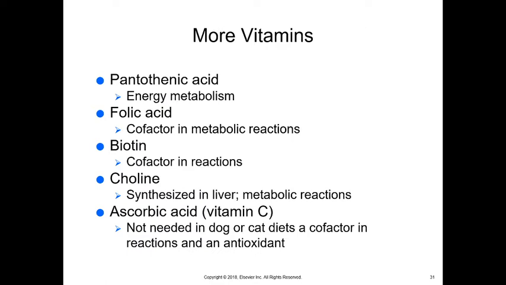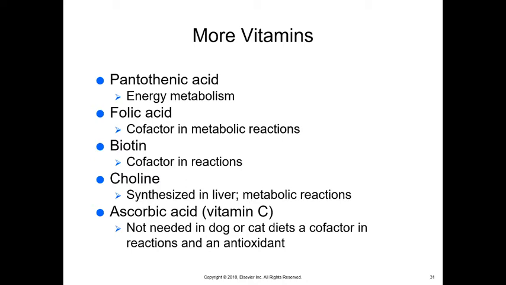There's a couple other vitamins we'll talk about. Pantothenic acid, important for energy metabolism. Folic acid is a cofactor in many metabolic reactions, particularly in the GI tract. We absolutely have to have folic acid in order to digest things. Biotin, again, another cofactor in reactions. Choline, which is synthesized in the liver, helps with metabolic reactions.